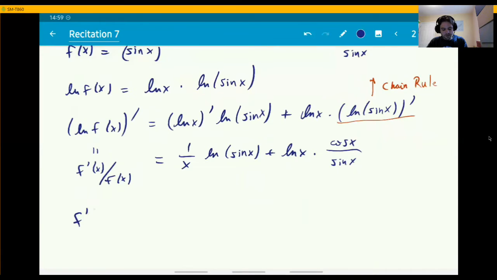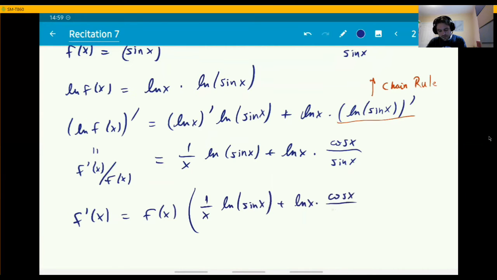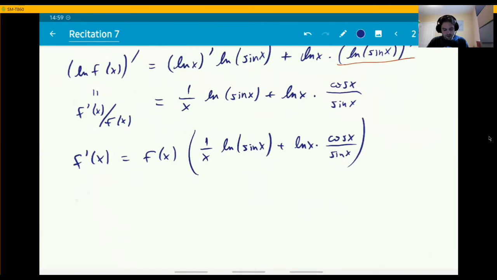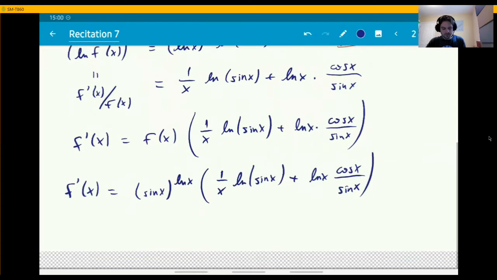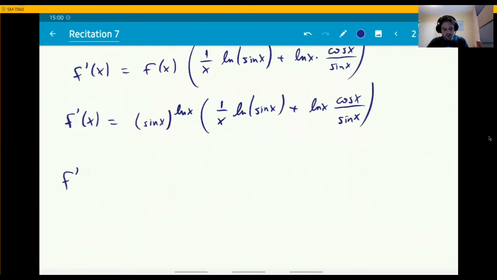So if you want to solve for f prime, you need to multiply by f. Don't forget this step. So this is the expression after multiplying by f. And what you want to do to finalize this is rewrite what f of x actually is equal to. The function was given in the problem, sine x raised to ln x. And then copy down the rest. But what is now f prime of pi over 2 going to be? Remember the question was asking for f prime of a specific number.